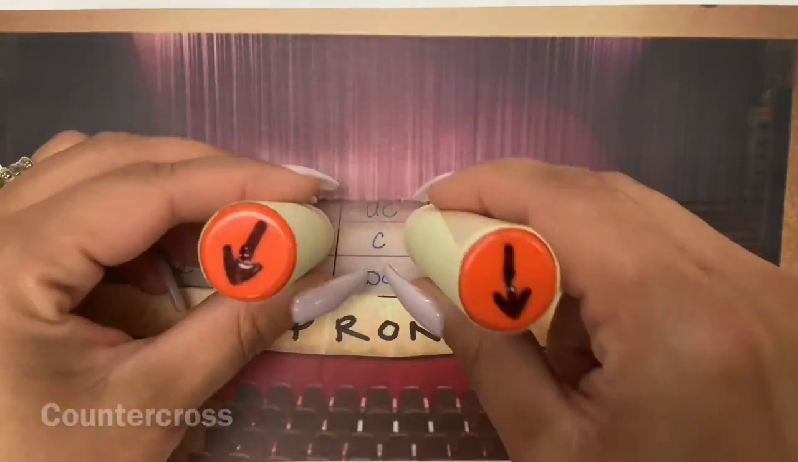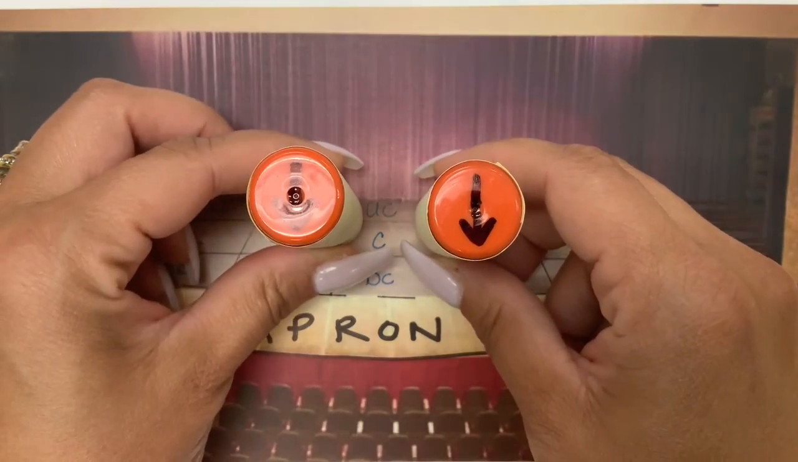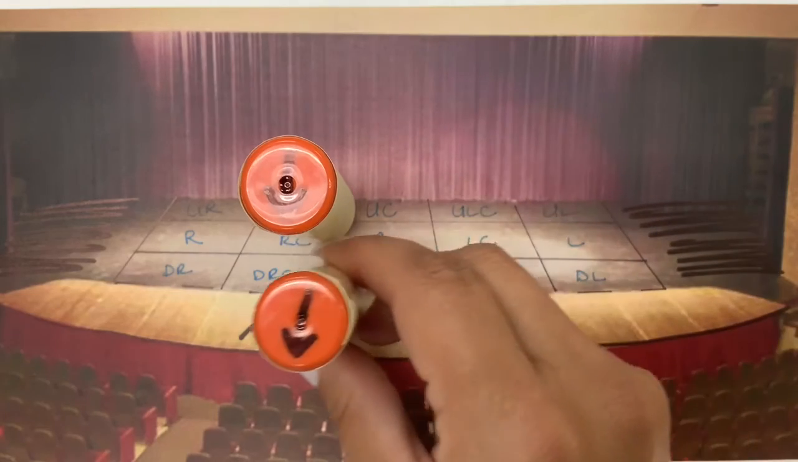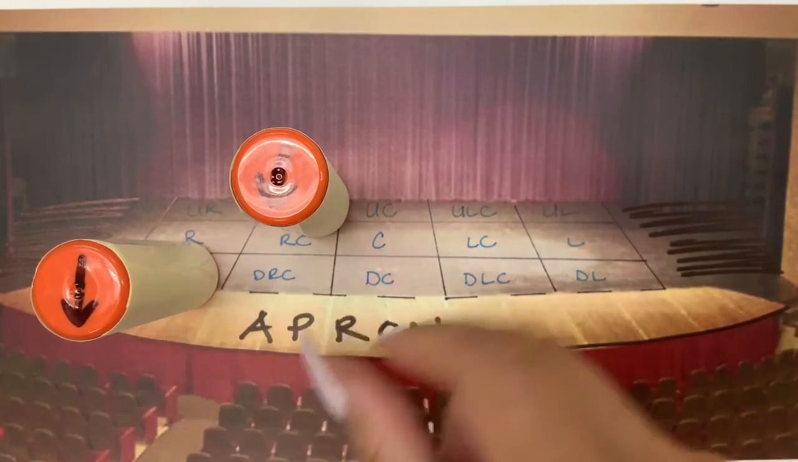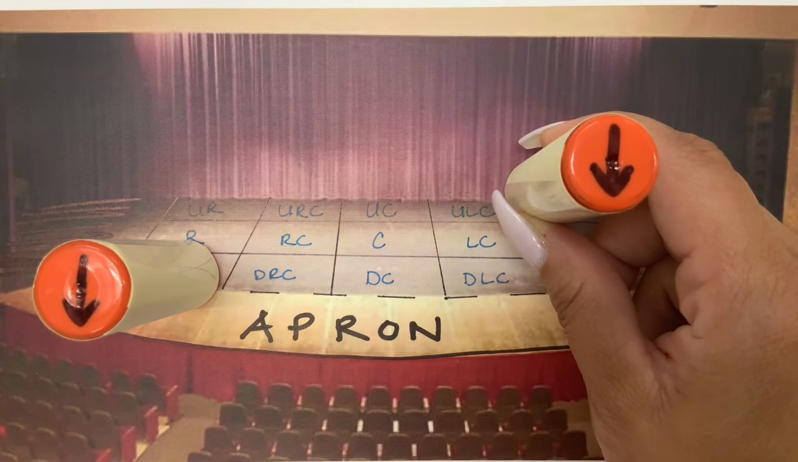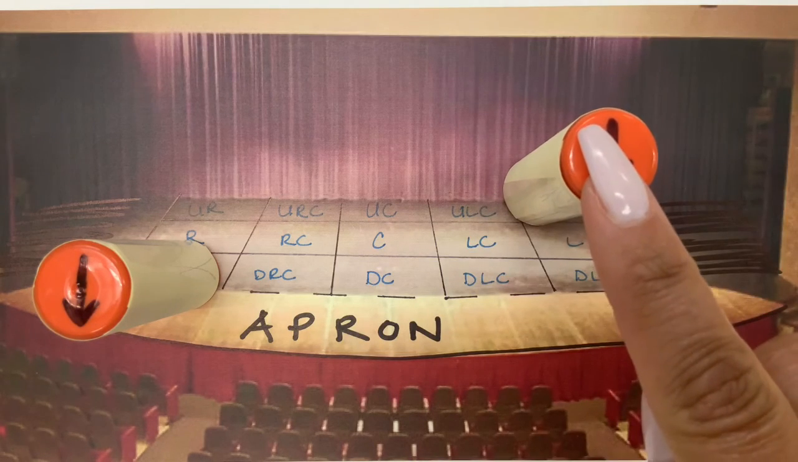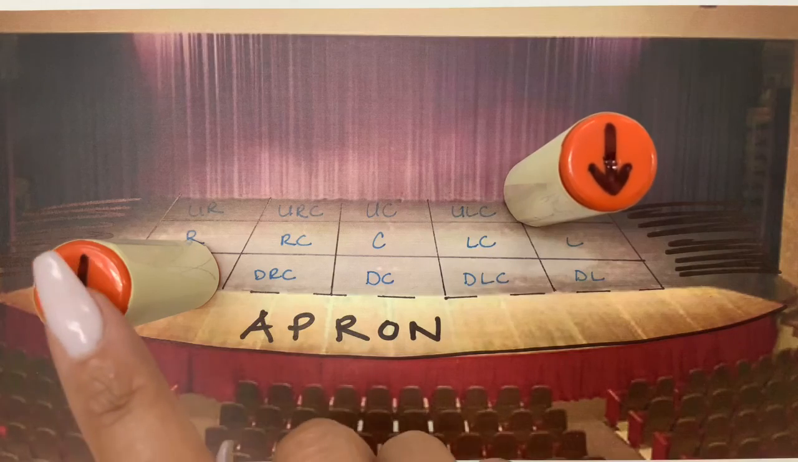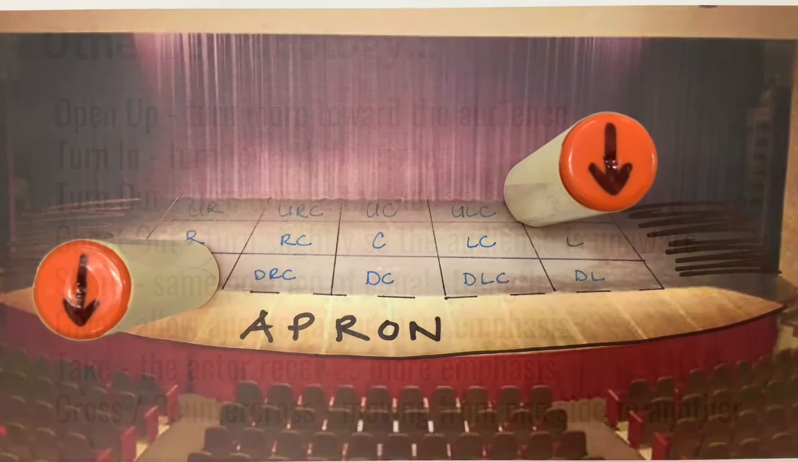In this example, they're in a shared position. This actor crosses downstage, and this actor will then countercross to the upstage position. Because this actor is further away, it gives this actor the most emphasis.